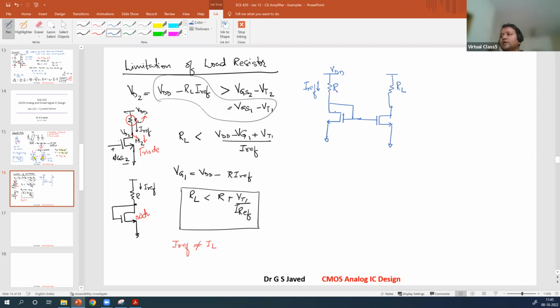So you should ensure that the limit of this RL should always stay less than R plus VT, the VT of this device, divided by IRF. So VT by IRF has to be the limit within which your RL has to be maintained. So the VGS minus VT of this device will give you some activity.